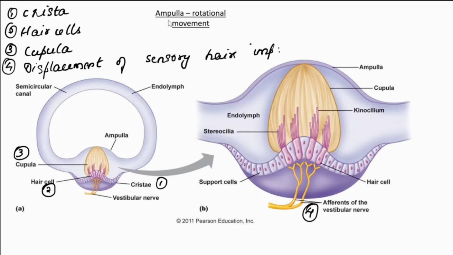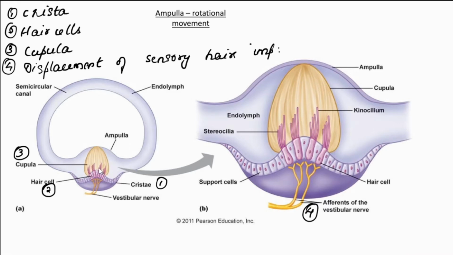We are going to see about the ampulla. Ampulla, what is it? It is the swollen end portion of semicircular canals. This is one semicircular canal. At its base we can see that bulbous swollen portion. That entire bulbous swollen portion is called ampulla. And we are going to see what are the structures present inside the ampulla.